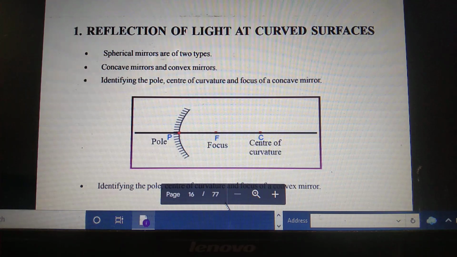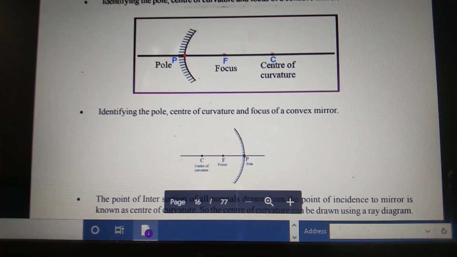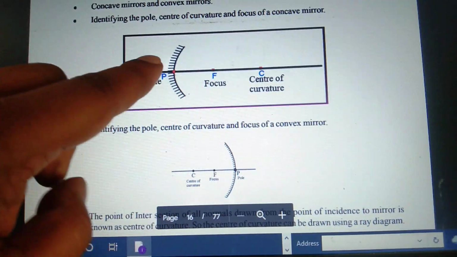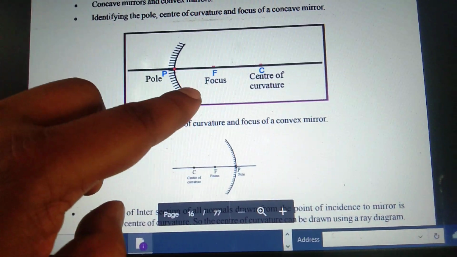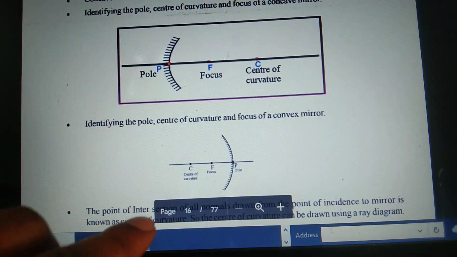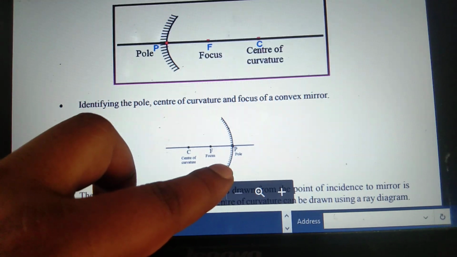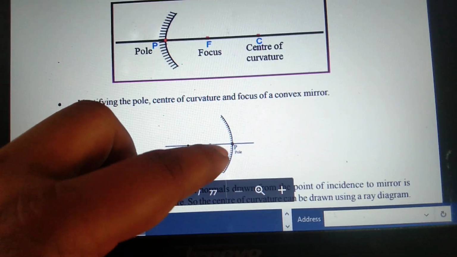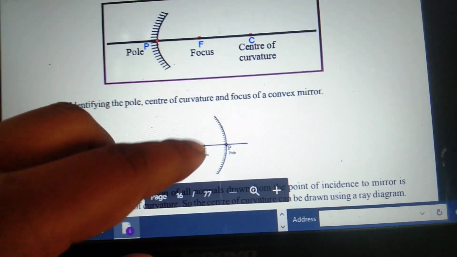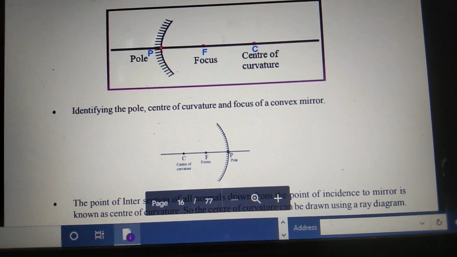Children, see their pole, focus and center of curvature. And also you can differentiate between concave mirror and convex mirror. As here concave mirror, bent inside surface, this is our pole and this is focus and center of curvature. Whereas for convex mirror, you can see this is bulging out surface. Inside we have oblique lines, so ray of light will fall over convex surface. So for this, pole is here, focus is here and center of curvature is over there, right?